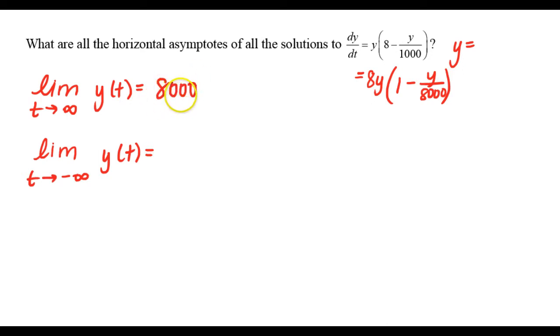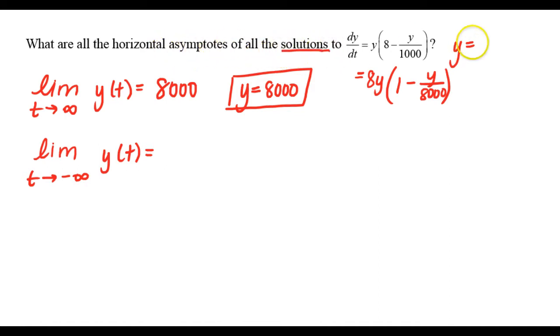Now 8,000 is the solution to this limit at infinity, but the answer to this problem has the form of a horizontal line. A horizontal asymptote has to be written as y equals that particular number. So this is one solution. And now we have to think about the other solution and maybe even think about where this number comes from. We want to know the horizontal asymptotes of all the solutions.